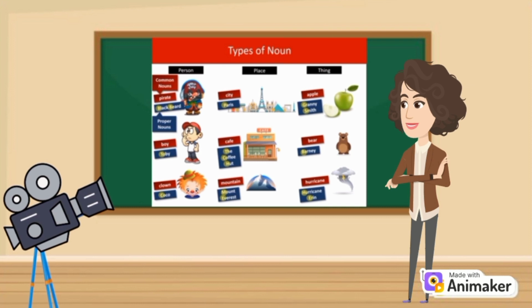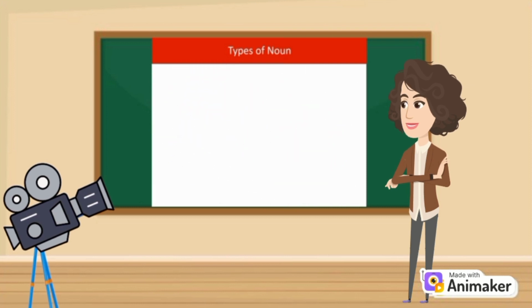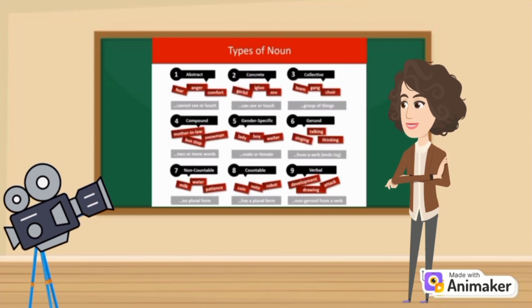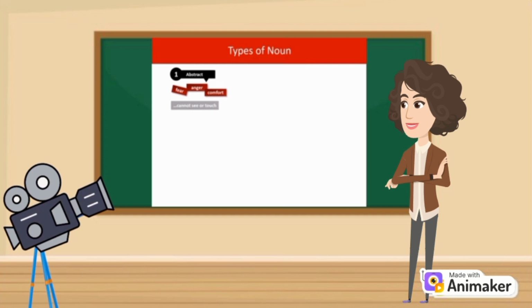That's enough about common nouns and proper nouns. Let's get on to the other types of noun. Here they are. And we're obviously going to start with number 1, the abstract noun. So examples are fear, anger, comfort, and these are things you cannot see or touch or sense with any of your senses.